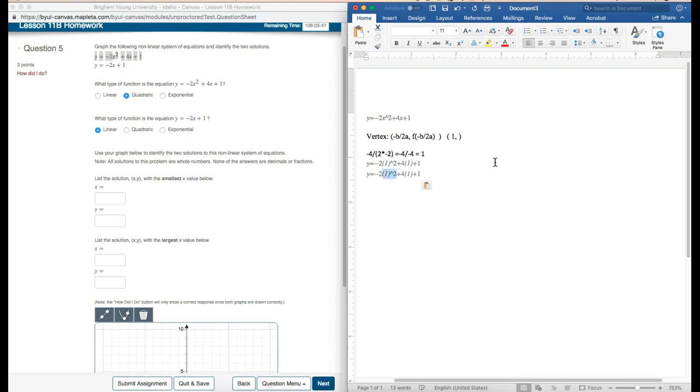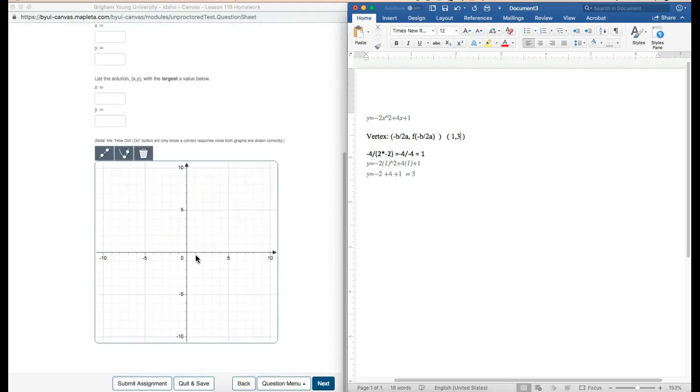This is all 1. 1 times negative 2 is negative 2, so I'm going to leave that. And 4 times 1 is 4, so I can leave that too. So I end up with negative 2 plus 4 plus 1. Negative 2 plus 4 is positive 2. Positive 2 plus 1 is 3, and so my vertex is (1, 3).